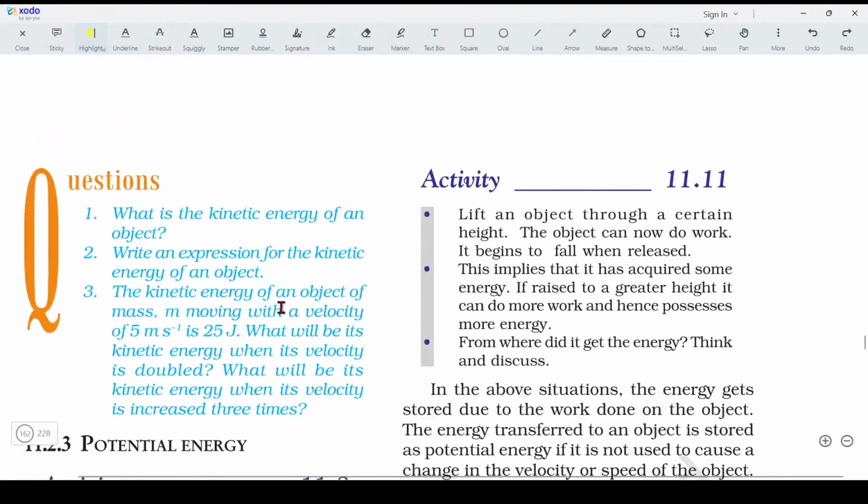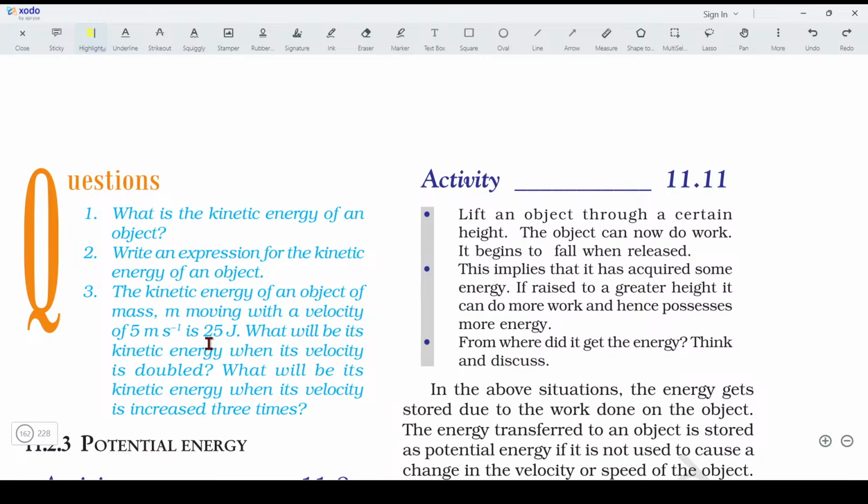Now, the kinetic energy of an object moving with a velocity of 5 meters per second is 25 joules. Can you tell me what exactly its mass is? Half mv square equals 25. What is m?